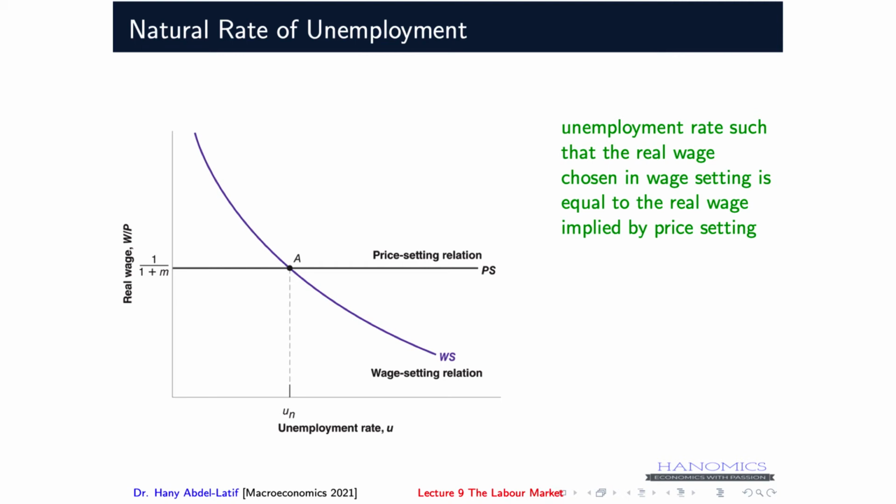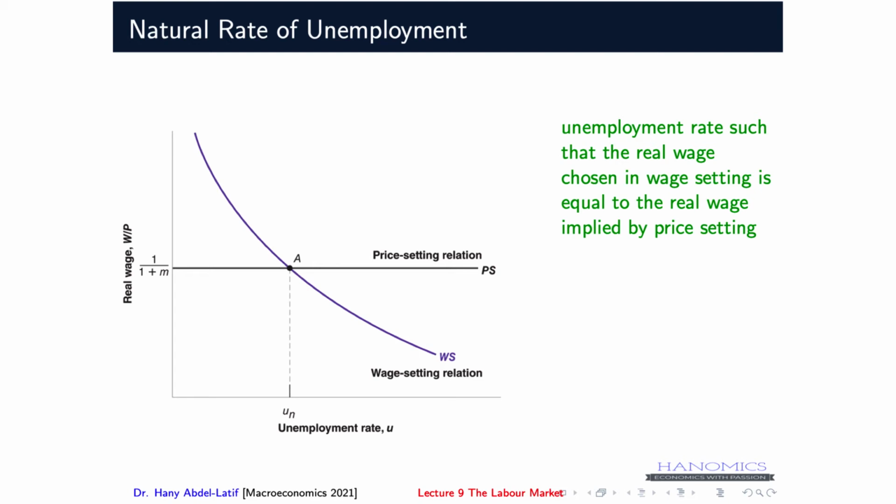And the equilibrium point here, where these two intersect or meet each other, that's A. And remember, what we measure on the horizontal axis here is the unemployment rate. So the unemployment rate associated with this point is what we call the natural rate of unemployment. So the natural rate of unemployment is the unemployment rate such that the real wage chosen by wage setting is equal to the real wage implied by price setting. And that UN here just denotes the natural rate of unemployment.